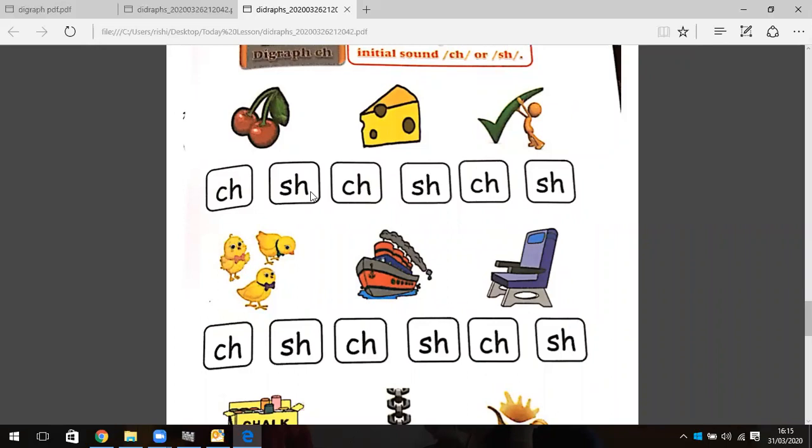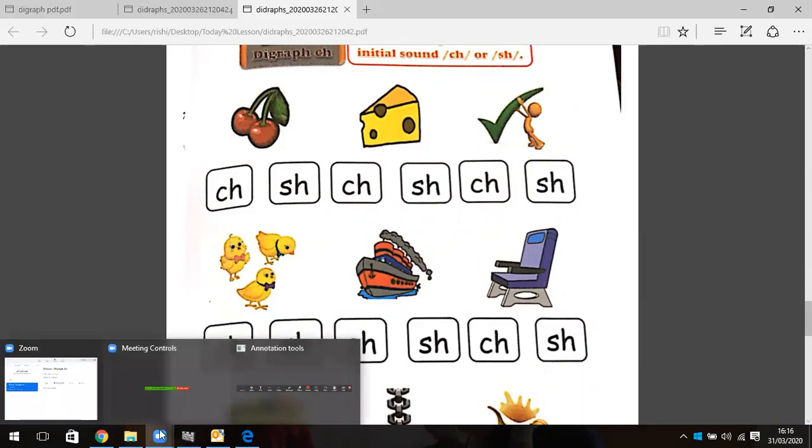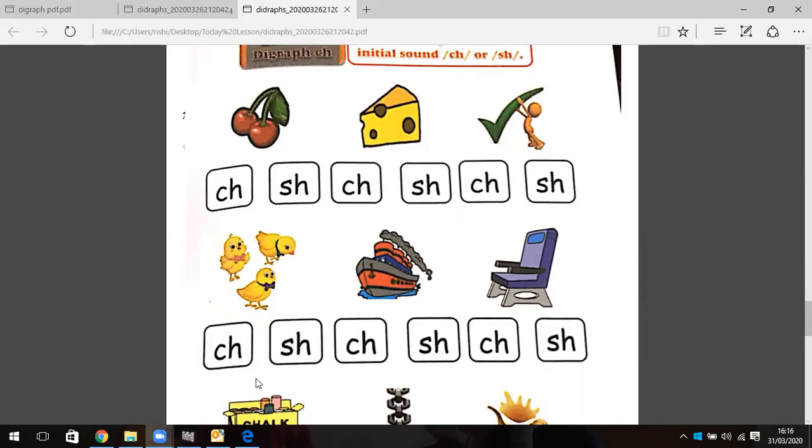Abdurrahman, I want you to tell me, SH gives which sound? S and H together gives which sound? Sh or sh? Very good. Who said this? This is Abdurrahman? Yes. Okay, Abdurrahman.